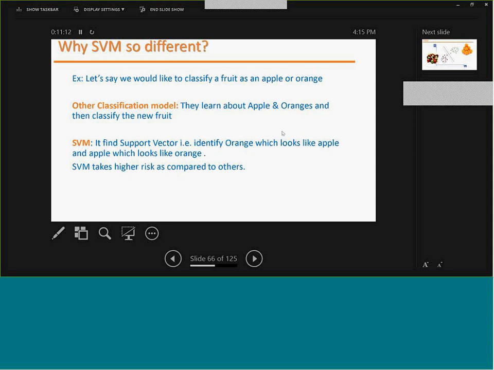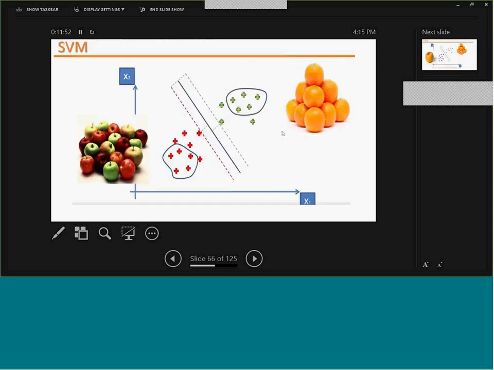There are so many algorithms in machine learning. So what other classification algorithms do is, first they learn about apples and oranges. They learn about their characteristics, and then they apply those characteristics or rules onto the new fruit which is put into that basket. But SVM is a bit different. It works on support vectors, and it literally identifies first the orange which looks like an apple. It learns about it, and then it identifies the apple which looks like an orange. It learns about it, and afterwards it's the comparison. We'll show it in the next slide.